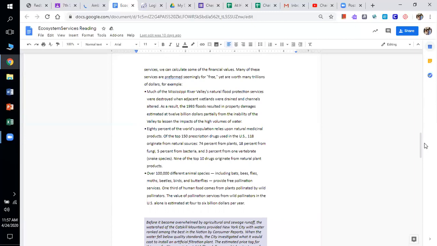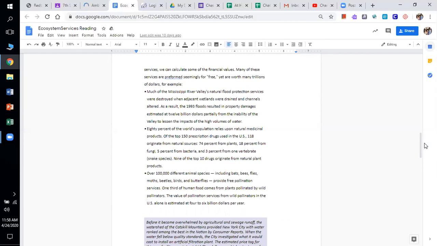80% of the world's population relies upon natural medicinal products. Of the top 150 prescription drugs used in the United States, 118 originate from natural sources: 74% from plants, 18% from fungus, 15% from bacteria, 3% from one vertebrate snake species. 9 of the 10 top drugs originate from natural plant products.